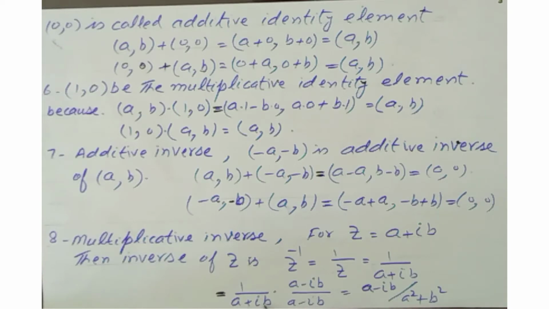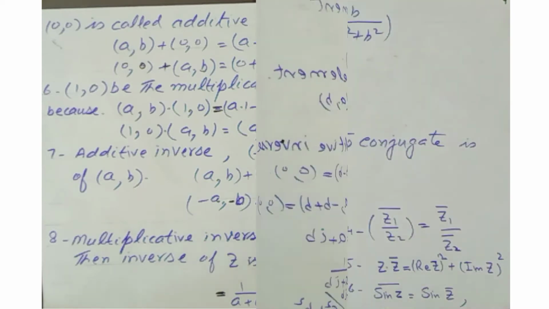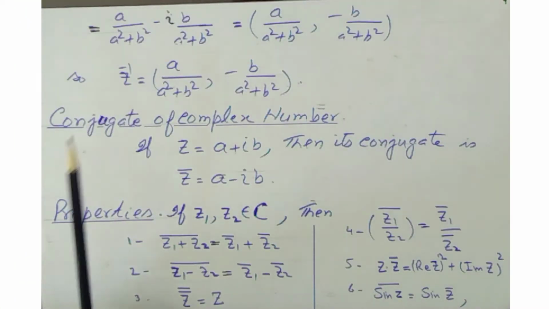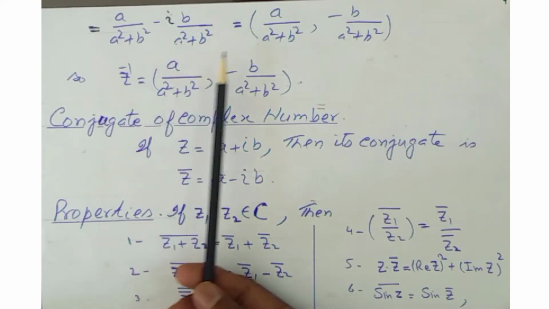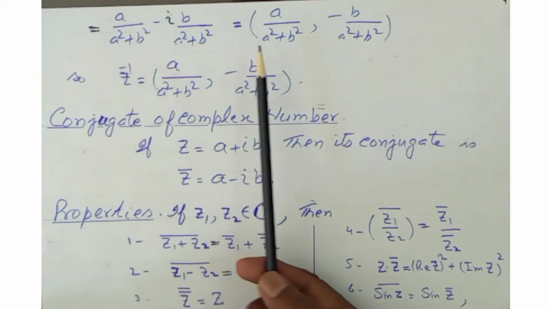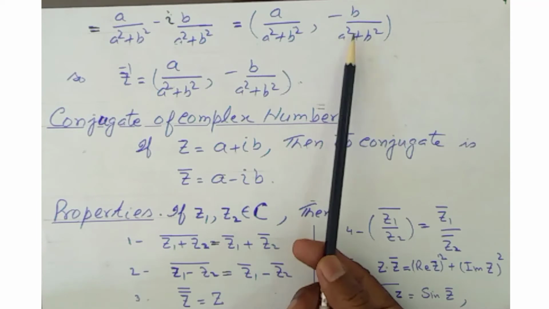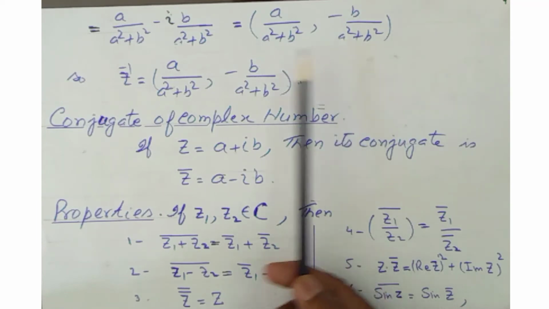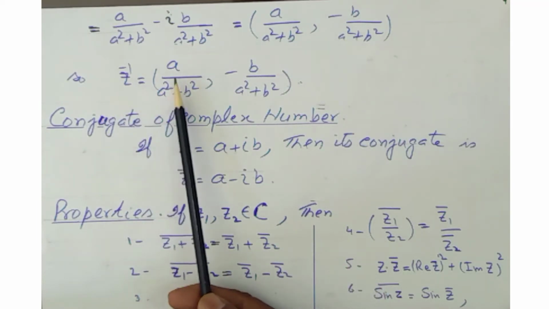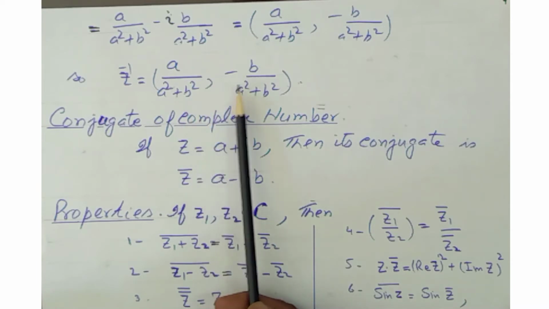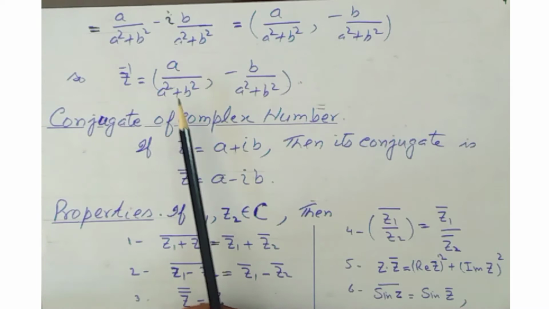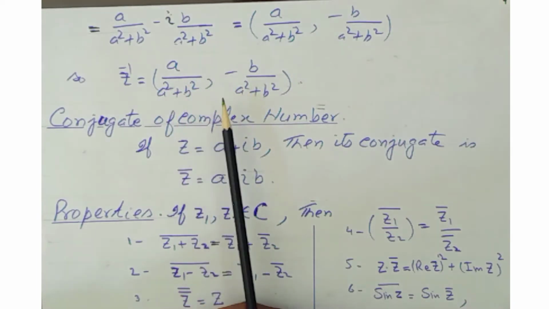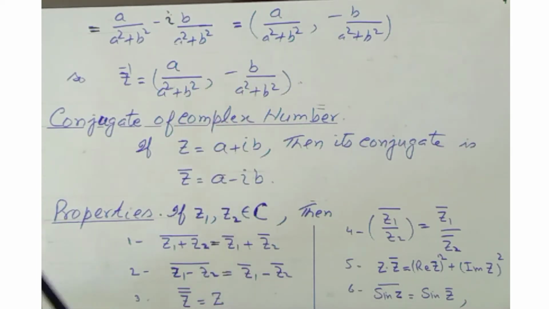So use the formula (a plus b) into (a minus b) equal to a square minus b square. This is equal to a over a square plus b square minus iota b over a square plus b square. This is equal to (a over a square plus b square, minus b over a square plus b square). So z inverse equal to (a over a square plus b square, minus b over a square plus b square). This is the multiplicative inverse of (a, b).